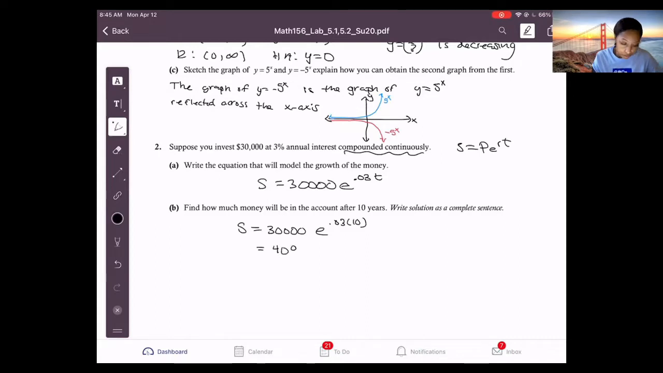is $40,495.76. So after 10 years, the account has $40,495.76.